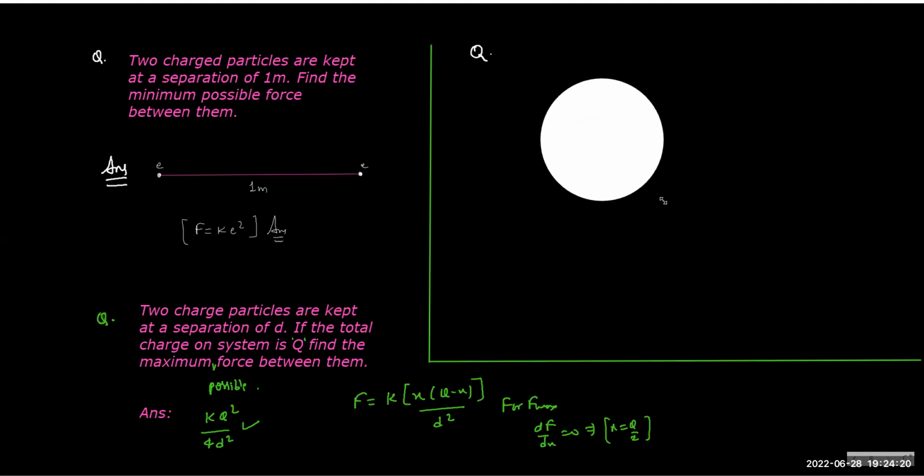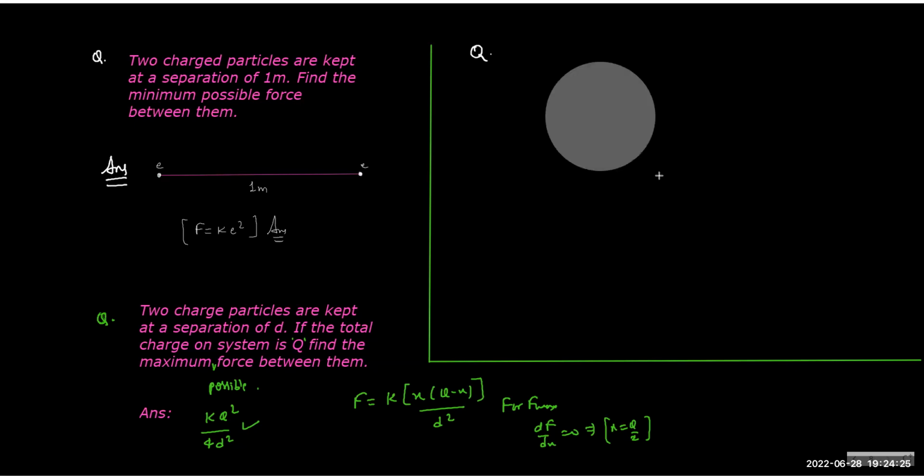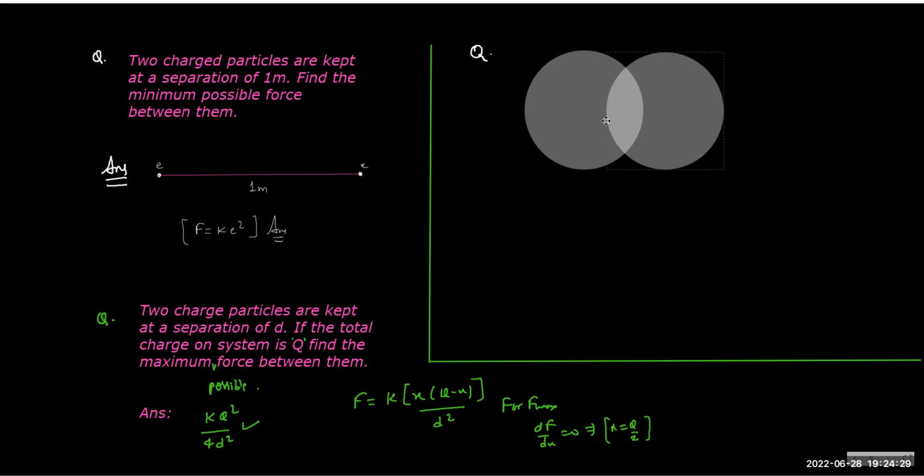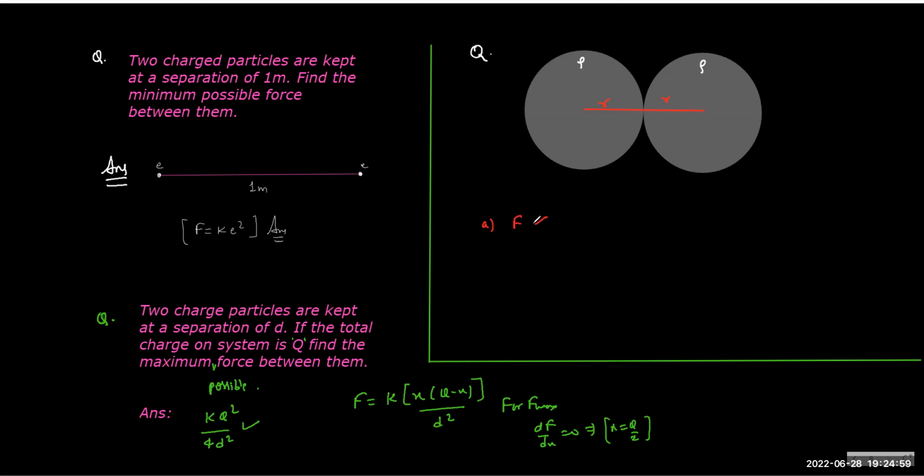So if we have two charged bodies identical in shape and size, and they have the same charge density rho each, and the same radius r, then the force between them will be: A, inversely proportional to r square; B, inversely proportional to r; C, directly proportional to r power 4; D, directly proportional to r square. So which of the following is correct?